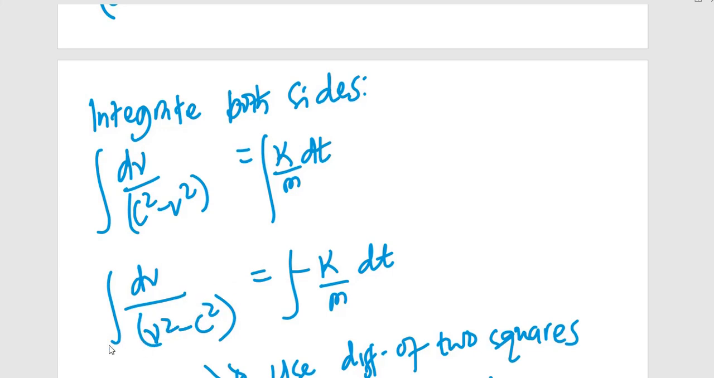If I multiply by a negative 1 here, and a negative 1 this way, it means I can get back to c squared minus v squared. So what I do, I'll just take it to the other side, and it becomes the integral of dv over (v squared minus c squared) is equal to the integral of negative k/m dt.